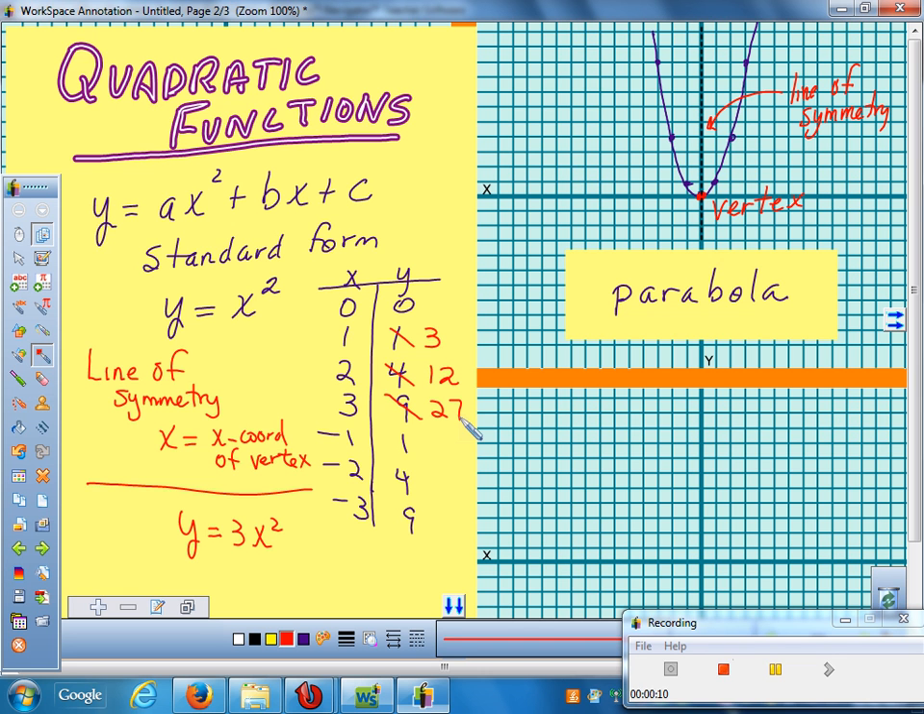It never changes the x's. Never, never, never change the x's. If there's a number out front, you just change the y coordinates. Multiply it by whatever that number is.